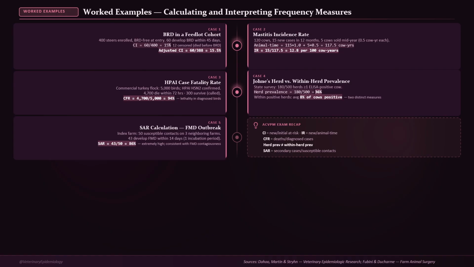Case 2, mastitis incidence rate. 120 cows, 15 new cases over 12 months, but 5 cows were sold mid-year, so each contributes only half a cow year. Animal time is 115 times 1 plus 5 times 0.5, which is 117.5 cow years. Incidence rate is 15 over 117.5, about 12.8 per 100 cow years.